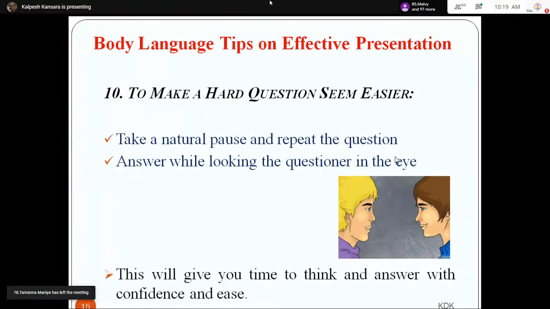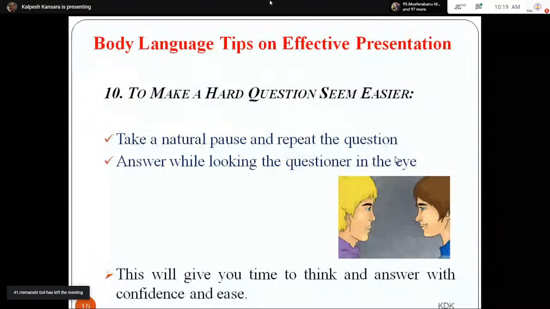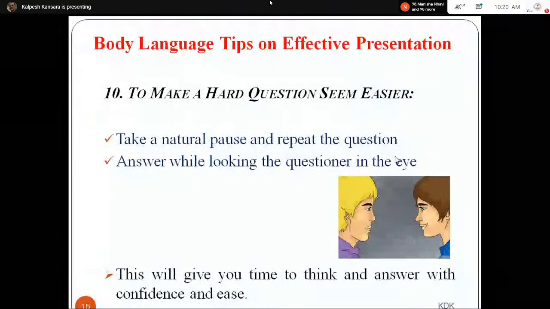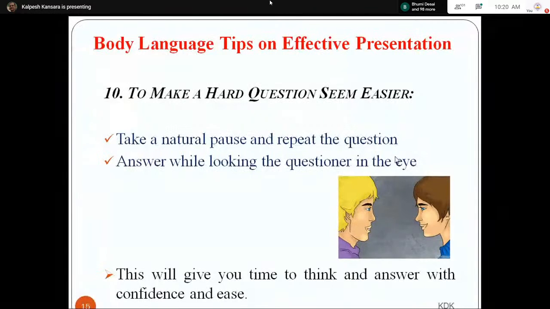So most of the times you'll have a huge crowd before you, but still, if you want to make a hard question seem easier, you can look into the eye of the questioner, the person who has asked the question, and this will give you time to think and answer with confidence and ease. So a pause, a natural pause, that will allow you to breathe in and think over the question or the possible answer. And you may also ask the questioner to repeat the question.